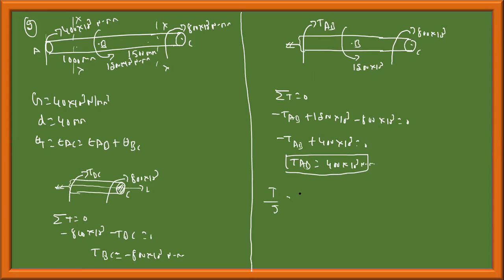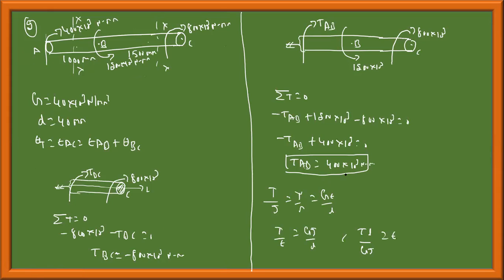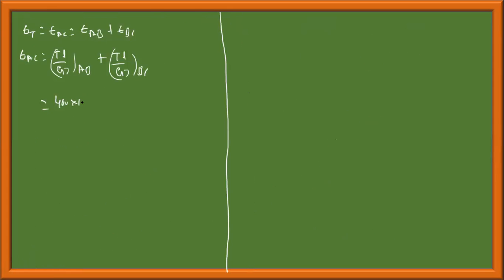Torque T by J is equal to tau by R, which is equal to G theta by L, or T by theta is equal to GJ by L, or T into L by GJ is equal to theta. Theta total or theta AC is equal to theta AB plus theta BC, which is equal to TL by GJ of AB plus TL by GJ of BC. Torque in section AB is 400 into 10 power 3.